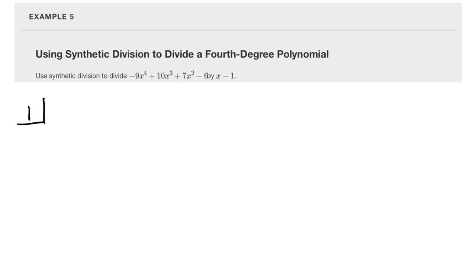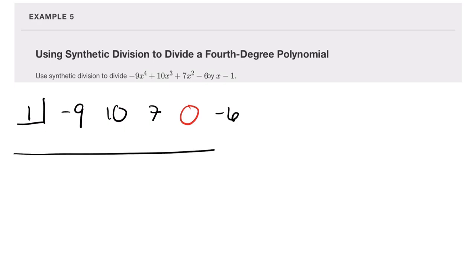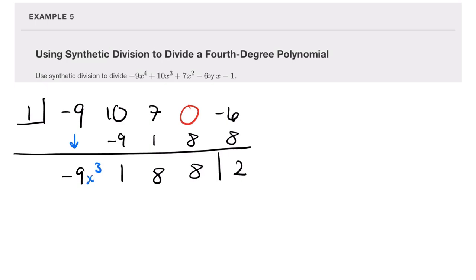So the first coefficient is negative 9. Then we have 10, 7. We need a placeholder here because the power of 1 is missing. And then the constant is negative 6. Again, the first coefficient just comes down. On a diagonal, we multiply. Vertically, we add, we multiply, we add, we multiply, we add, and our remainder looks like it's a 2. So if we started with a degree 4 polynomial, our depressed equation drops by 1 degree. So this is now a degree 3 polynomial.